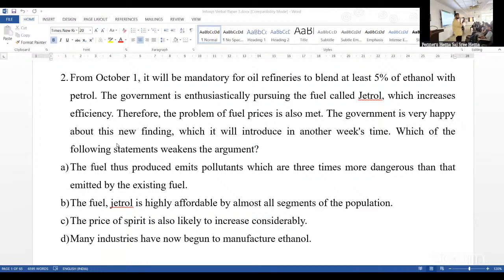They are countering whatever somebody has prepared. I am a company and I prepared one new oil, and you are telling the government that if you use that oil, pollution increases. So you are weakening my argument. That is the meaning.